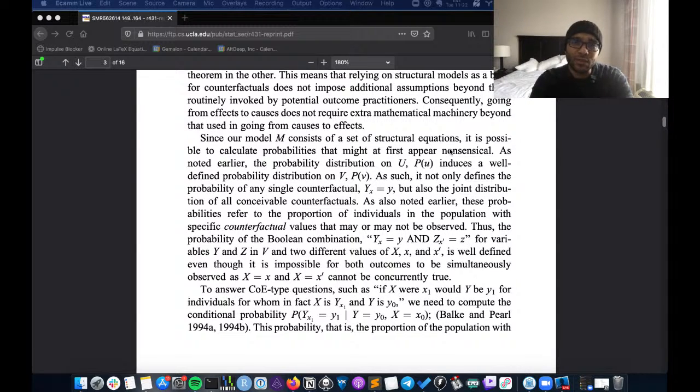So, as noted earlier, these probabilities refer to the proportion of individuals in the population with specific counterfactual values that may or may not be observed. Thus, the probability of the Boolean combination Y_x = y and Y_x' = z, for variables Y and Z, and x and x' two different values of X, is well defined, even though it's impossible for both these outcomes to be simultaneously observed, as X = x and X = x' cannot concurrently be true.